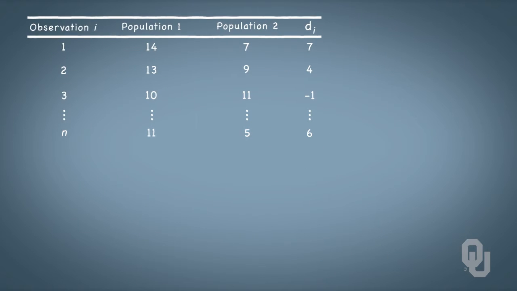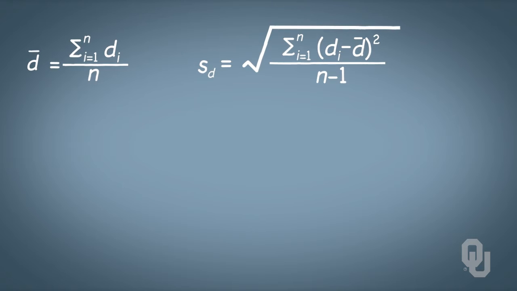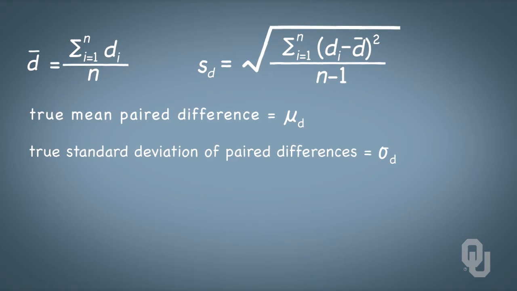Then we take the sample mean and sample standard deviation of the differences. That is, for the mean d bar, just like we've always done, we sum up the differences and divide by n. For the standard deviation, we take each difference and subtract the mean of differences d bar, square it, sum it over all n observations, then divide by n minus 1. And so, d bar and s sub d are our point estimates for the mean paired difference and standard deviation of paired differences for the populations. The actual mean paired difference is denoted as mu sub d, and the standard deviation of paired differences is sigma sub d. We might be interested in estimating mu sub d with d bar.